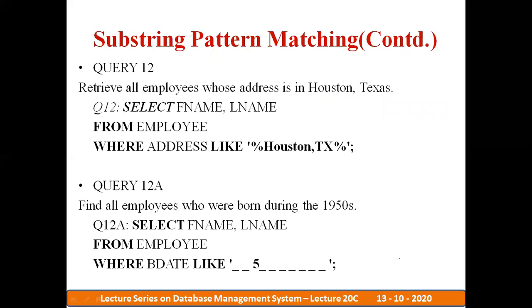For example, consider that I'm interested in retrieving all the employees whose address is Houston, Texas. Before this Houston, there can be any street numbers, or the state or country name may also be specified. So what I am going to do is select the first name and the last name. From which table am I considering it? I am considering it from the table called employee, and I'm specifying the condition as where address. Why address? Because I'm looking for the address. So here I'm using the operator called like.